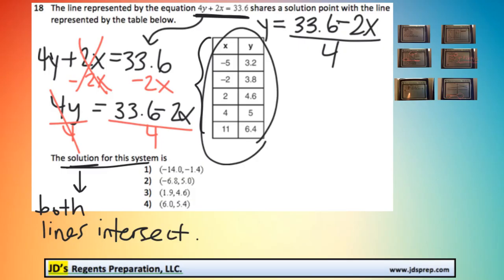So looking back to the original question, the solution to the system is option number 4, 6.0 and 5.4, as we just discovered.